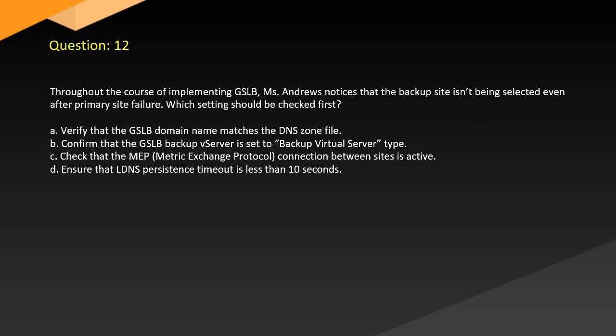Question 12. Throughout the course of implementing GSLB, Andrews notices that the backup site isn't being selected even after primary site failure. Which settings should be checked first? A. Verify that the GSLB domain name matches the GNS zone file. B. Confirm that the GSLB backup vserver is set to backup virtual server type. C. Check that the metric exchange protocol connection between sites is active. D. Ensure that LDNS persistence timeout is less than 10 seconds.